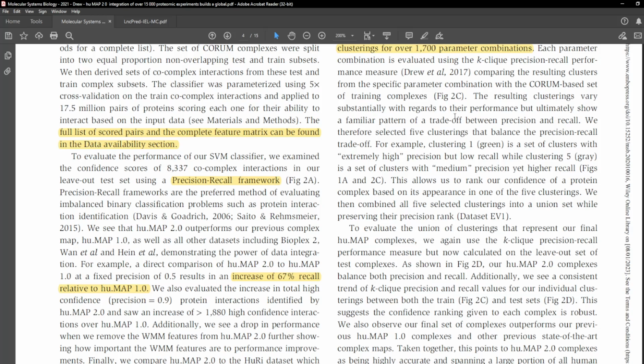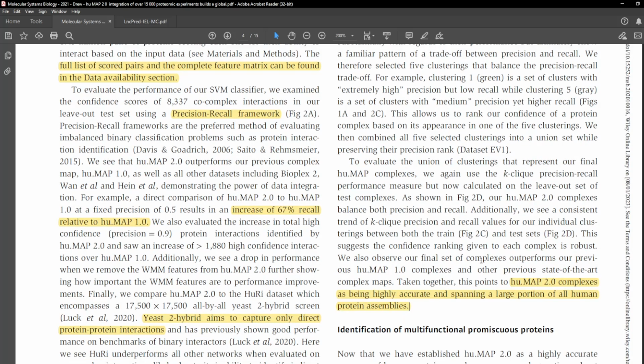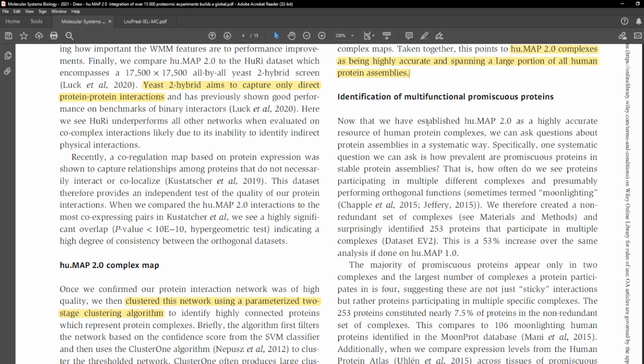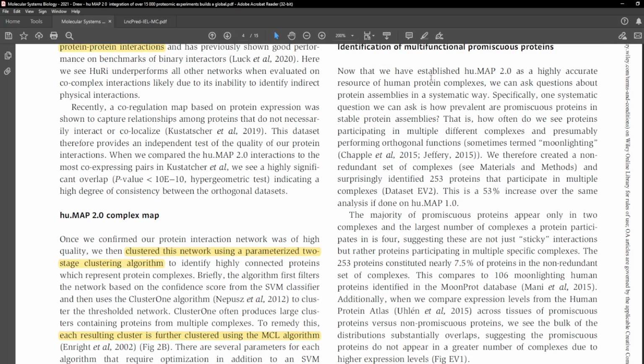We also observe our final set of complexes outperforms our previous Hu.MAP 1.0 complexes and other previous state-of-the-art complex maps. Taken together, this points to Hu.MAP 2.0 complexes as being highly accurate and spanning a large portion of all human protein assemblies. Identification of multifunctional promiscuous proteins. Now that we have established Hu.MAP 2.0 as a highly accurate resource of human protein complexes, we can ask questions about protein assemblies in a systematic way.